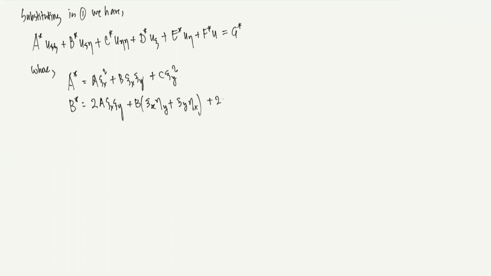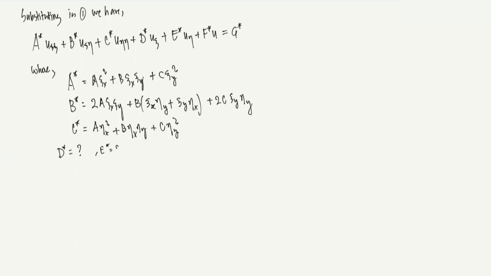Plus 2c psi y eta y. Okay, and then you have c star, which is what? It is a eta x square plus b eta x eta y plus c eta y square. Okay, and similarly there is a d star and e star, those terms are there. So similarly, find out what d star is and what e star is.